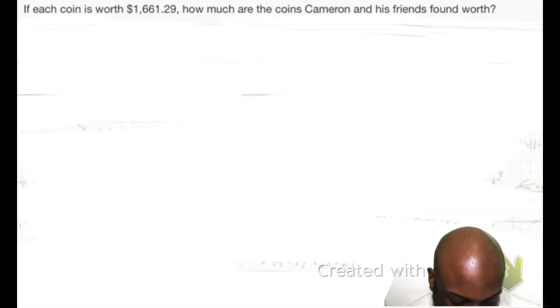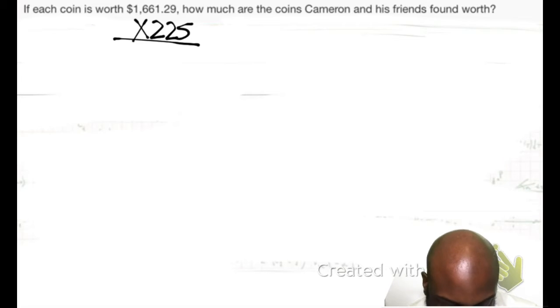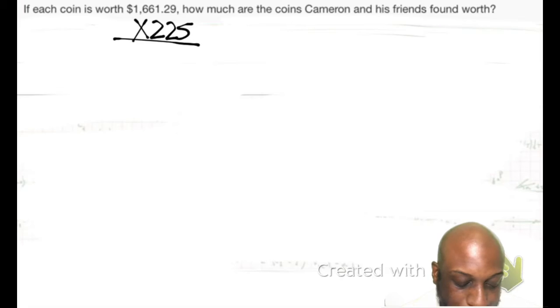This is you applying this to a somewhat real life situation. I'm pretty sure no kids are going to be finding coins where each one is worth 1,661. I mean, that's hardcore cash right there.